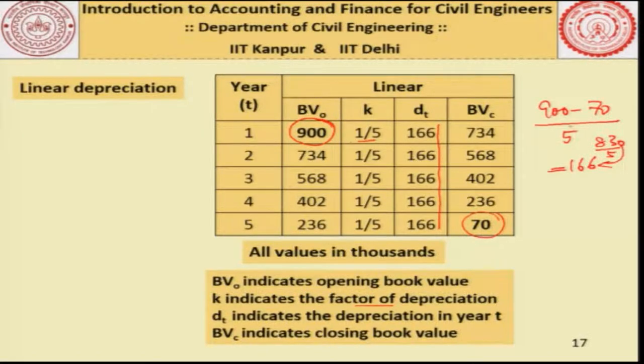1/5 is coming from the fact that we have 5 in the denominator, and 1/5 is the total depreciation in any given year. So if that happens, then the book value is 900 minus 166, which is this much. We bring this value here, start with this, subtract this, we come here and so on, till at the end of 5 years, we come to the salvage value of 70,000.